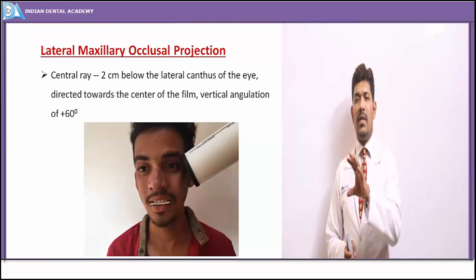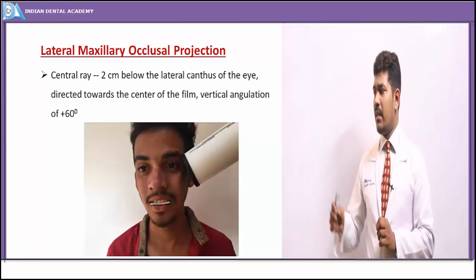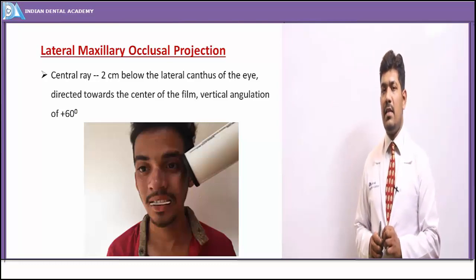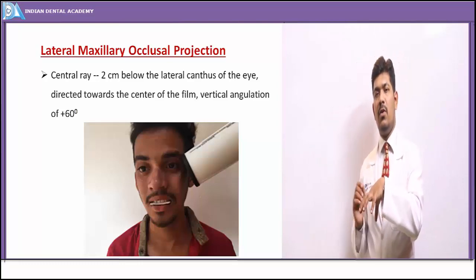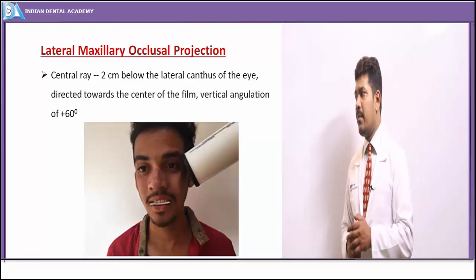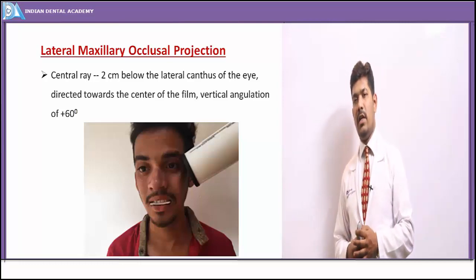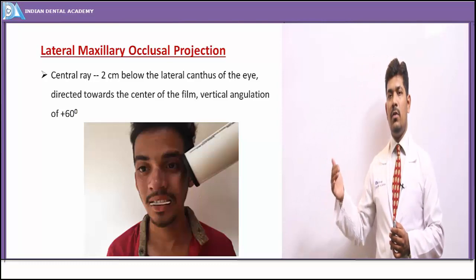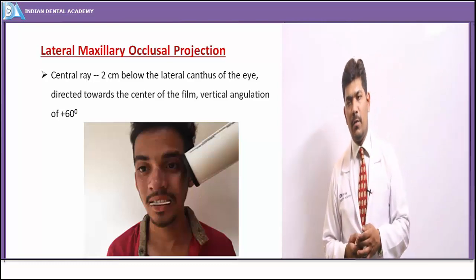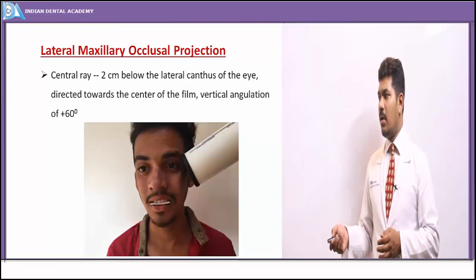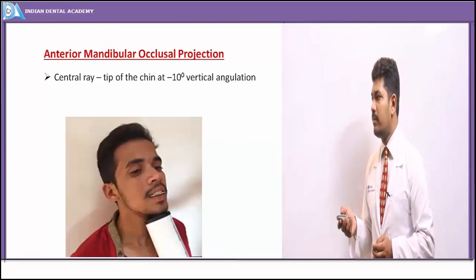Now the patient is made to bite onto the film slightly, and then the cone is positioned such that it entirely focuses on the bony structures surrounding that specific area. So a perpendicular is dropped from the lateral canthus of the eye 2 centimeters below, and it is directed towards the center of the film. Now this is the position of the patient and the cone for a lateral maxillary occlusal projection.